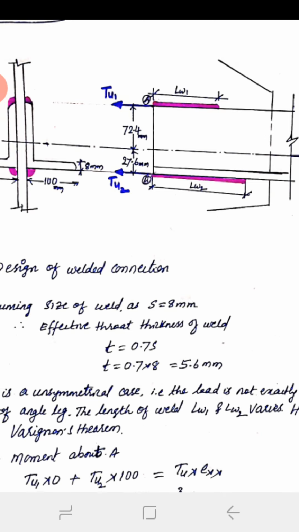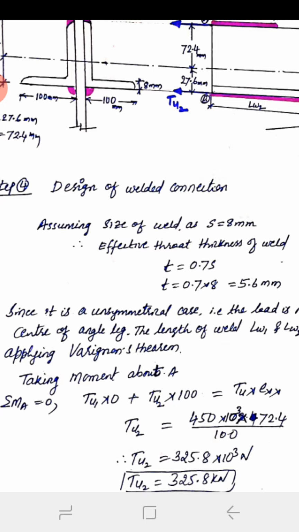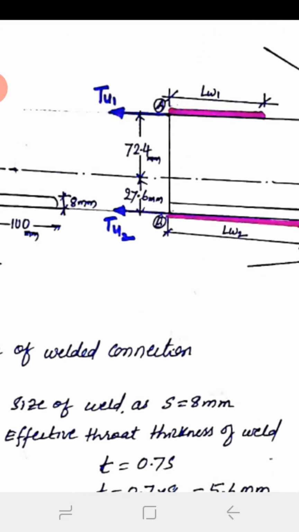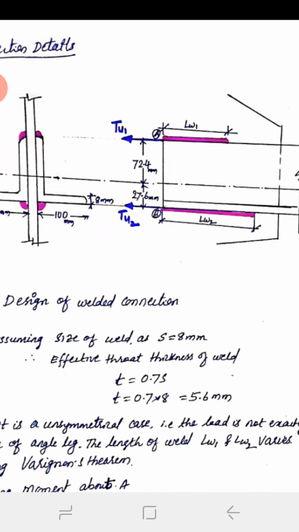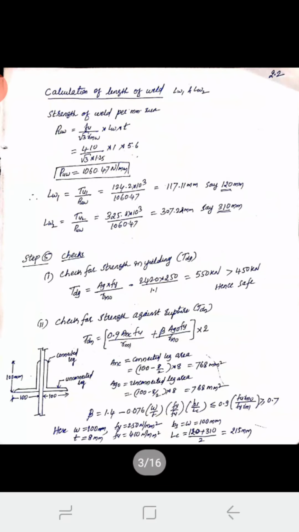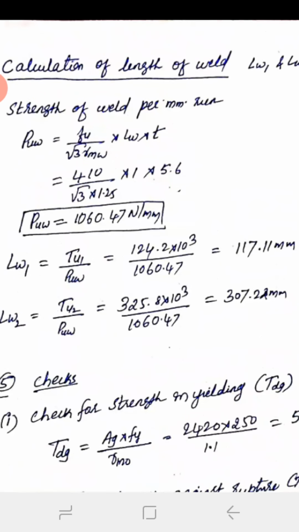So after drawing this figure, design the welded connection. Again assume the size of the weld. After assuming the size of the weld, calculate the thickness. Then since it is an unsymmetrical case, take moment about either end A or end B, then calculate TU1 and TU2 like the earlier case. After calculating TU1 and TU2, you will get LW1 and LW2. But before calculating TU1, LW1 and LW2, you have to calculate the strength of a 1 millimeter weld.